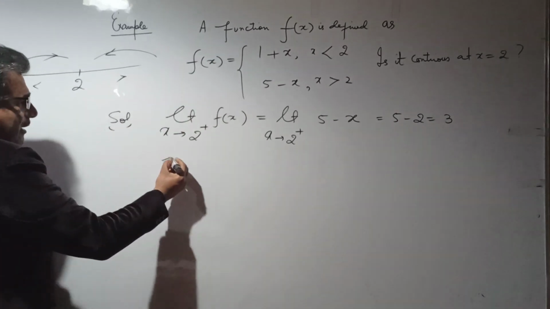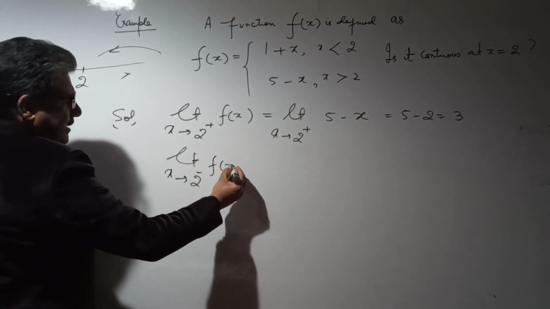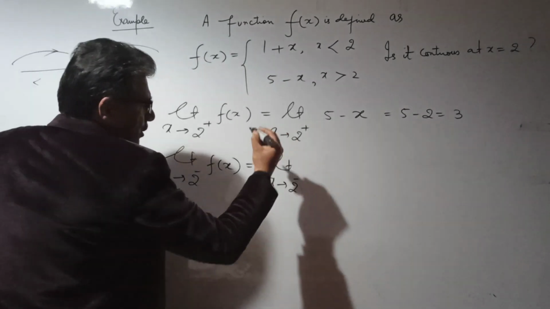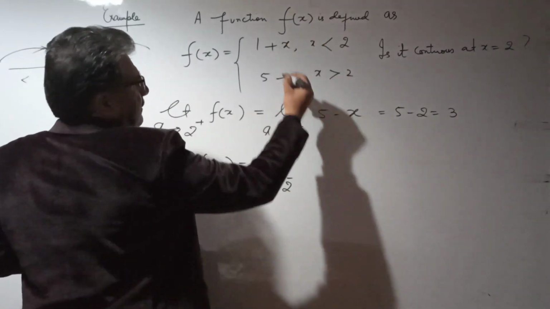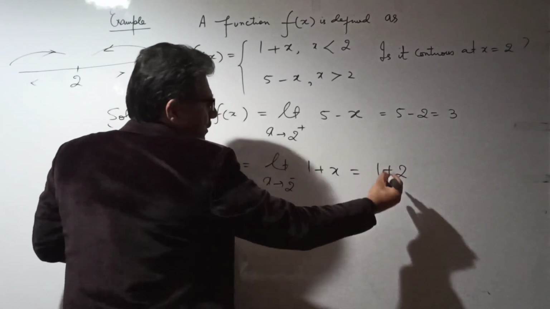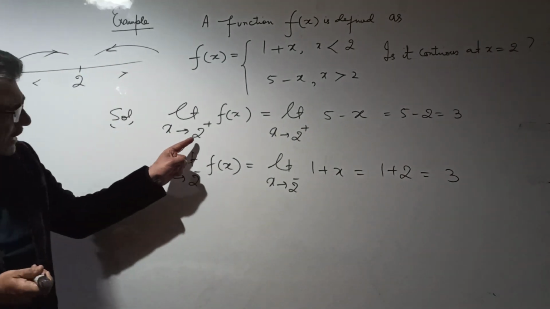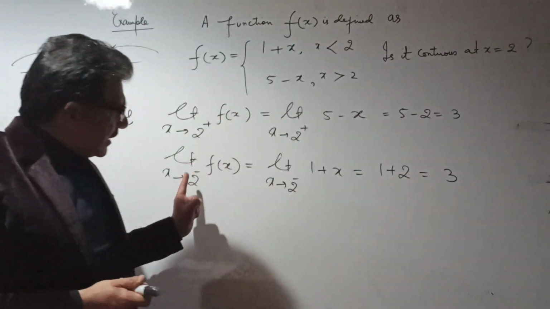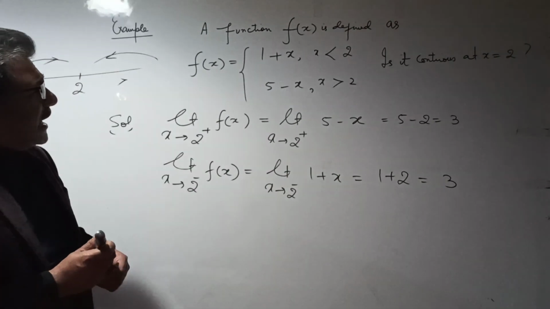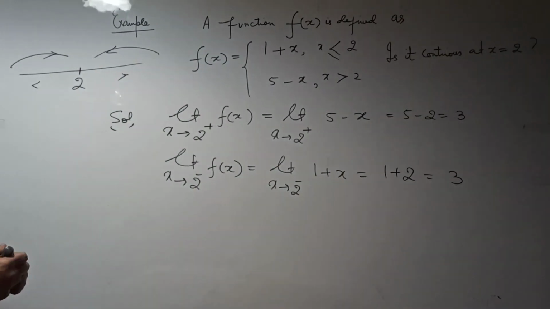So this is our first limit, the right hand limit. Now limit x tends to 2 negative fx is equal to limit x tends to 2 minus. 2 minus के वक्त, less than के वक्त, it is 1 plus x, which is equal to 1 plus 2, which is equal to 3. Now see, what is the right hand limit? It is 3. What is the left hand limit? It is also 3. Right? Now left hand limit and the right hand limit are equal.